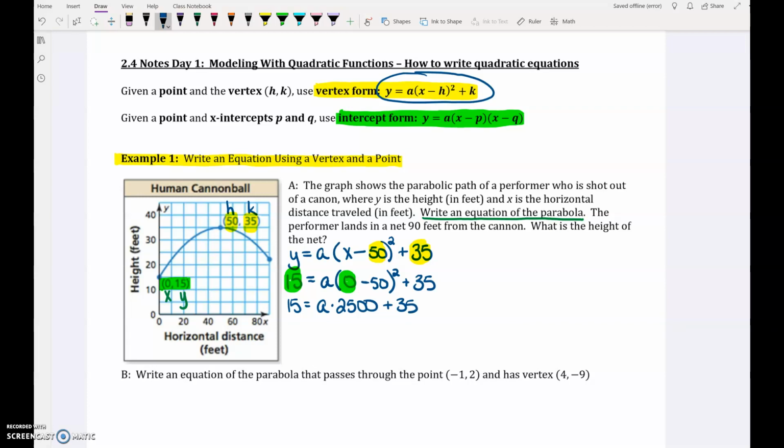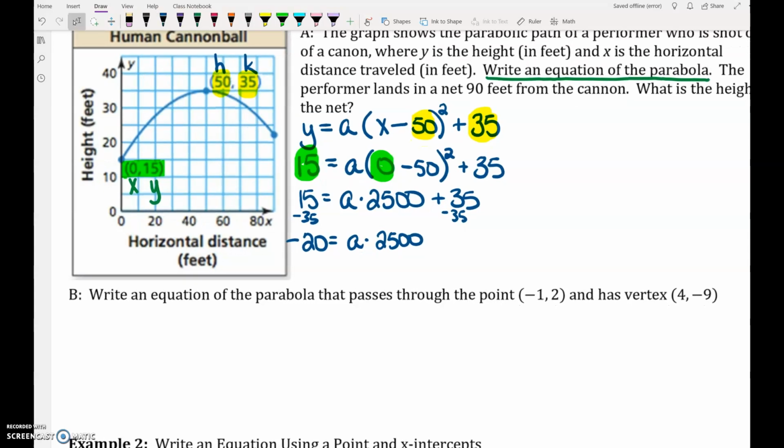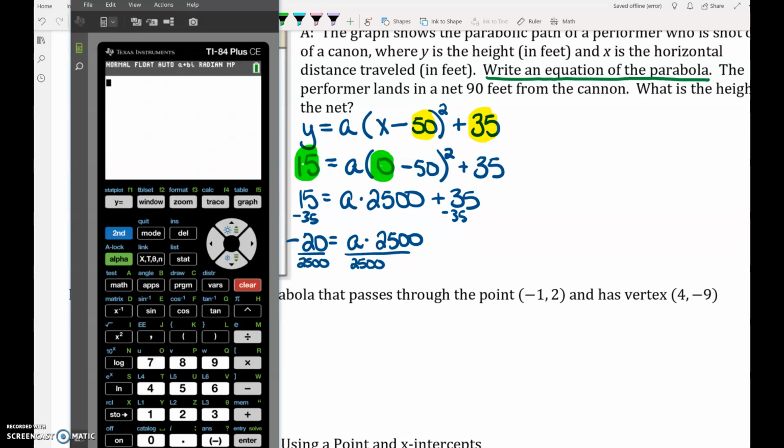We want to get rid of that addition before we deal with the multiplication, so we would subtract 35 on both sides. So I've got negative 20 equals a times 2,500. How do you undo times 2,500? Divide by 2,500. And you're definitely going to want a calculator for that. So negative 20 divided by 2,500, negative 0.008.